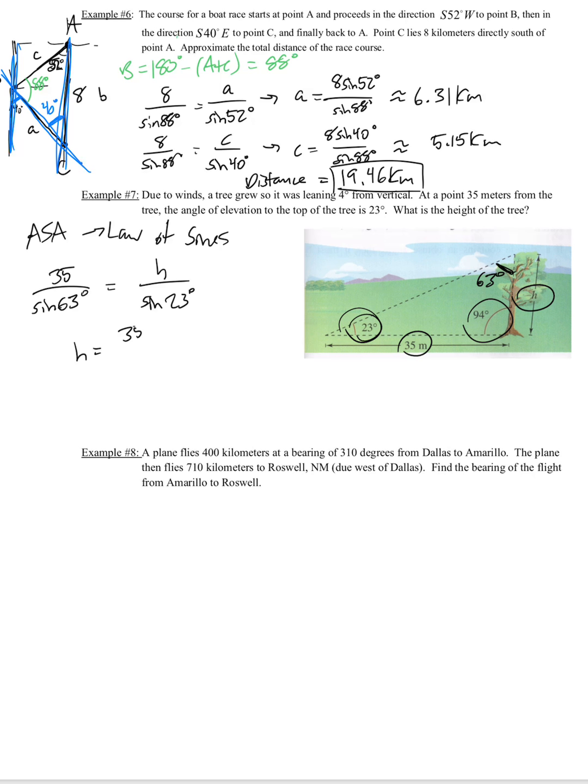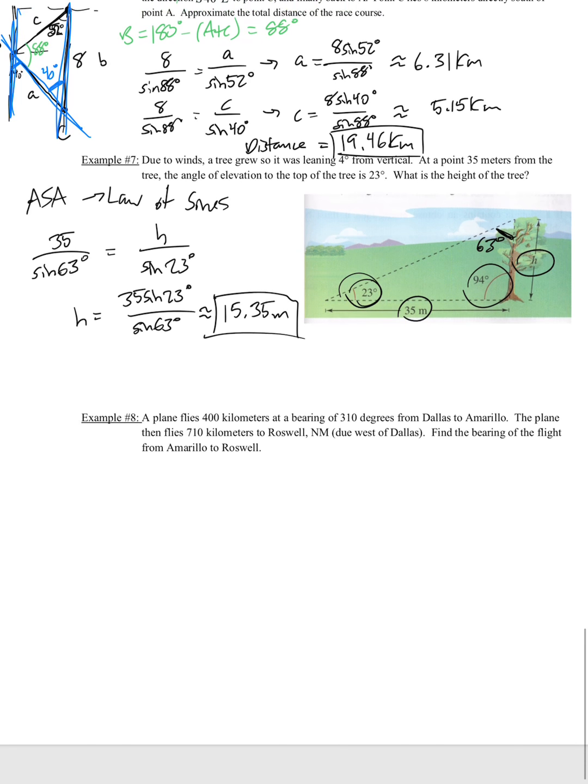H equals 35 times the sine of 23 degrees, all over the sine of 63 degrees. That approximates to 15.35 meters. Pretty straightforward, I think. Just recognizing the given information and then using the law of sines to solve.